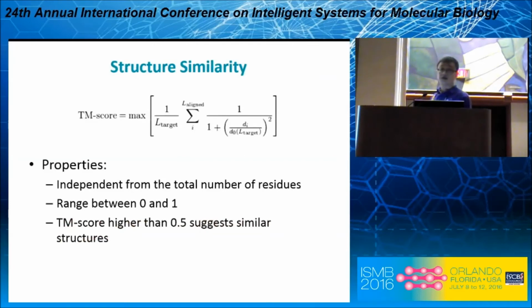In order to define the protein structure space, we just used the standard TM score. We chose TM score because it's one of the most widely used methods, and it's independent from the total number of residues, and the value always ranges between 0 and 1.